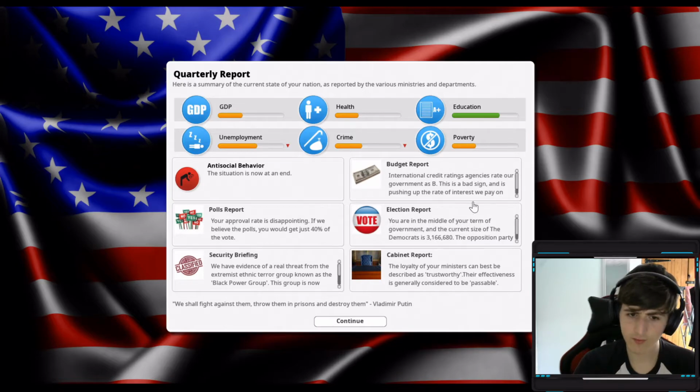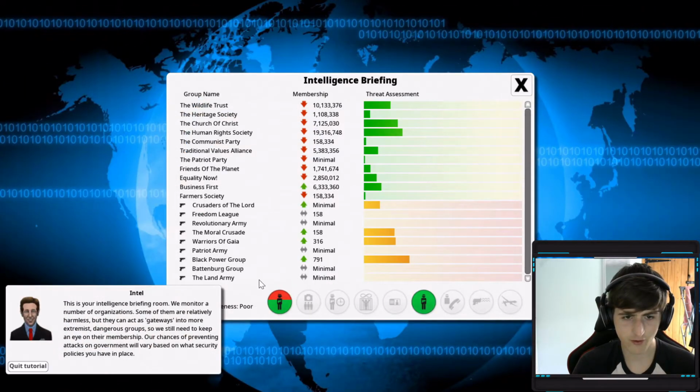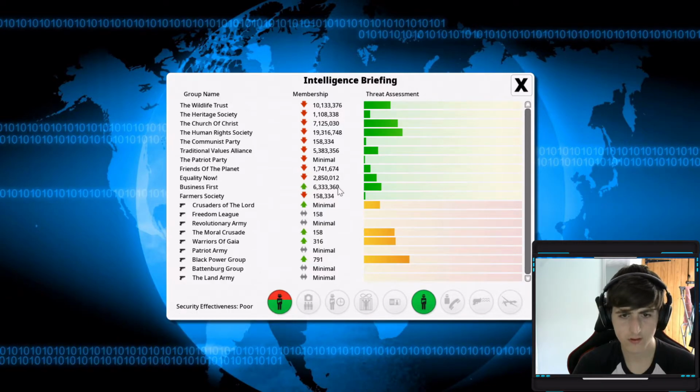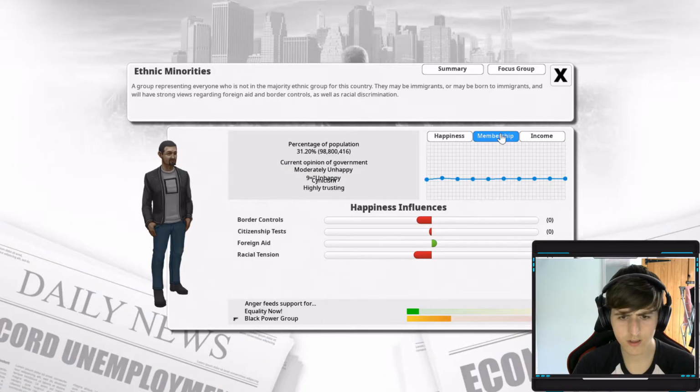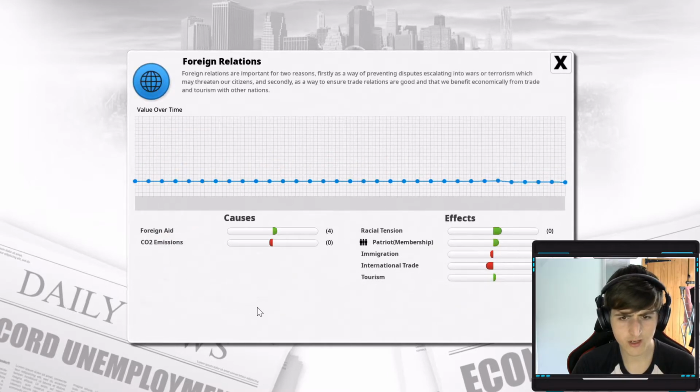Oh, we get an election report now. Oh, and a security briefing, which isn't great. A real threat from an extremist terror group known as the Black Power Group. Is it inequality? Okay, fair enough. There's a lot of racial tension at the moment, caused by unemployment, immigration, and just general foreign relations.